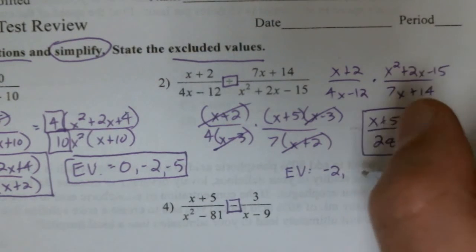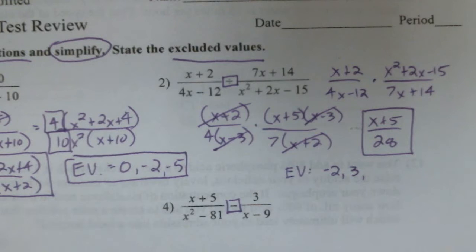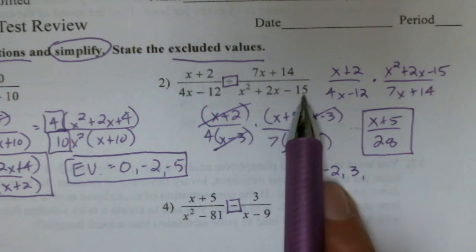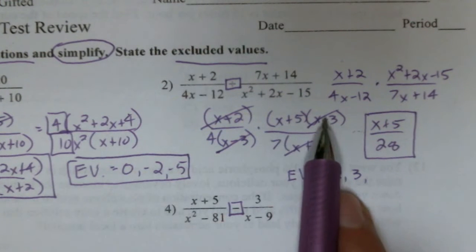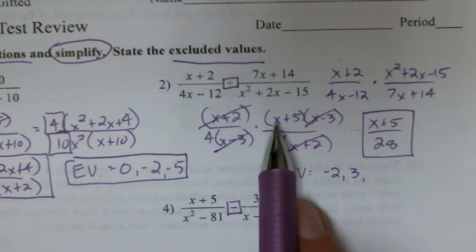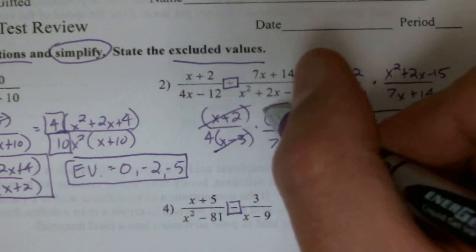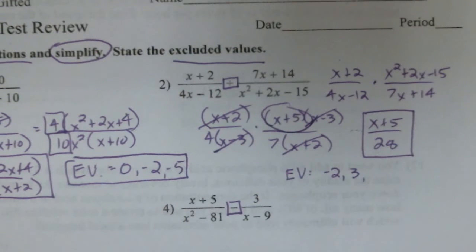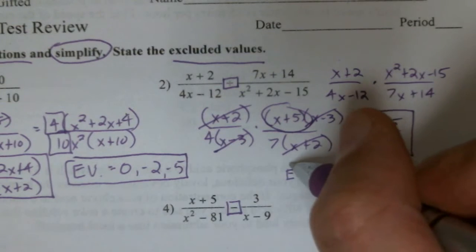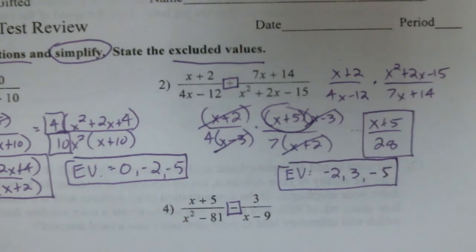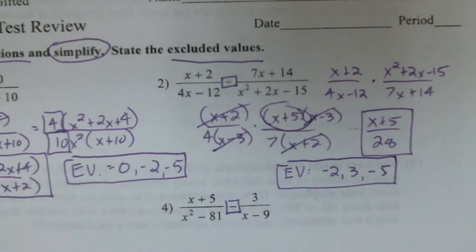There's a minus 3. Flip that, that's a positive 3. But you've got to go all the way back up here. When I factored this guy, that factored as x plus 5, x minus 3 on the bottom. So I have to include this guy as one of my potential EVs as well because it was originally on the bottom. So when I flip that sign, that's negative 5. So I actually have 3 excluded values on this one.